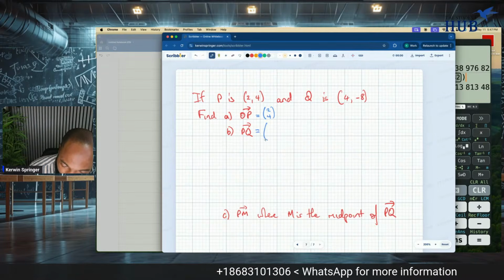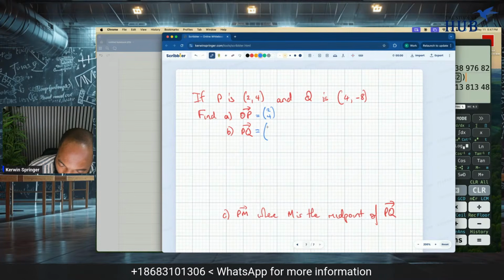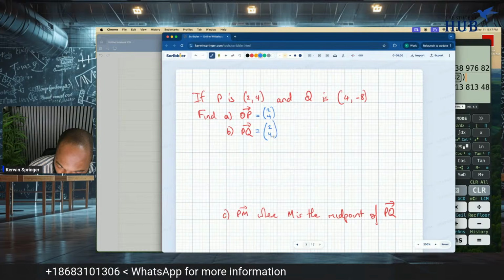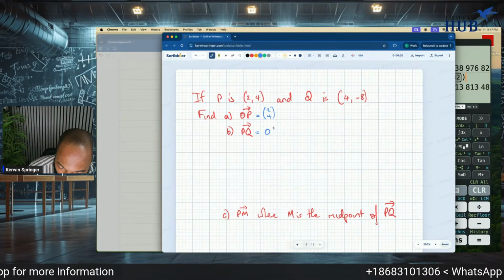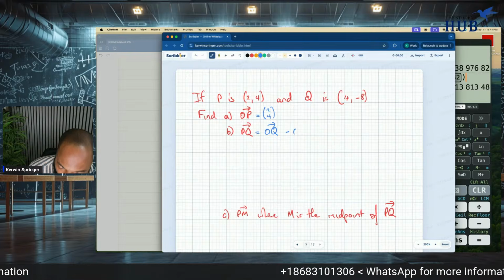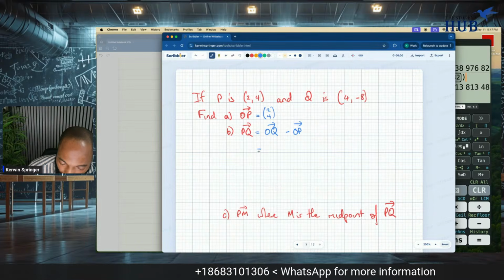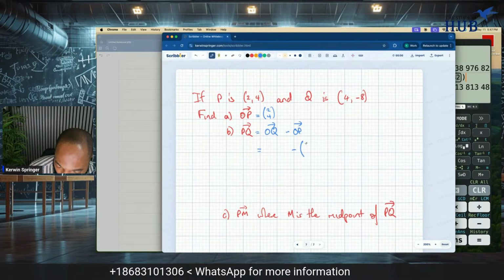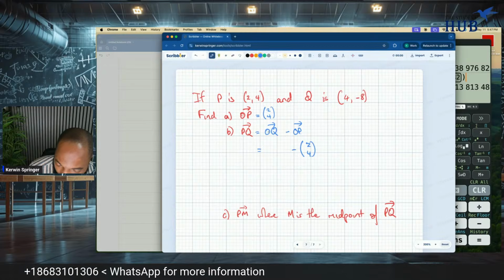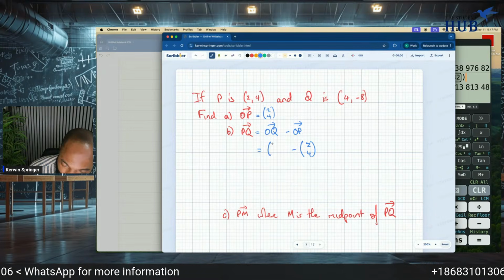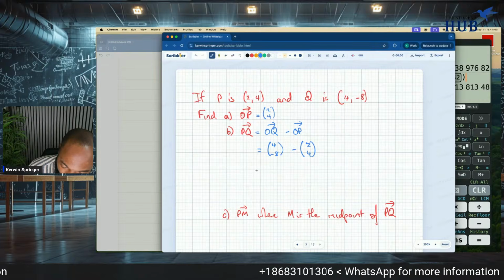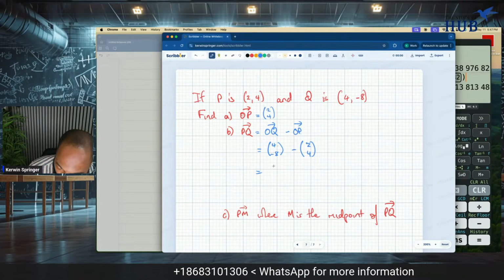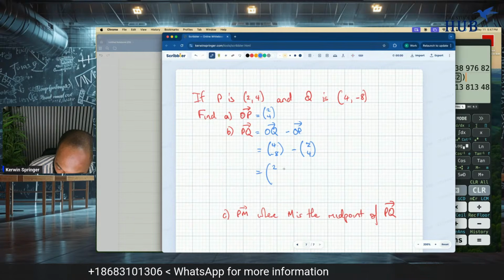PQ is 2, 4. No, let's write the formulas so we see that a little better. It's actually the other way. OQ minus OP. I know what OP is. I know it's 2, 4. And I also know that OQ is 4, negative 8. So this is going to be 4 minus 2 is 2. Negative 8 minus 4 is negative 12.